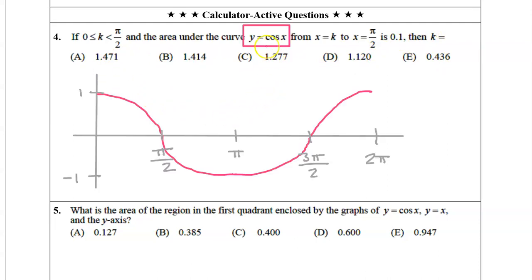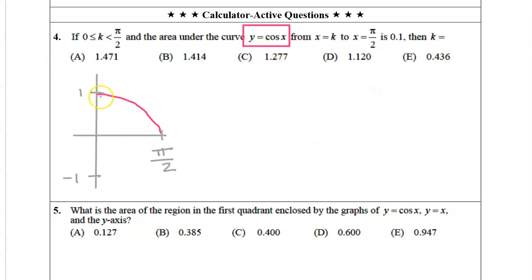First of all, remember that the graph of one period of cosine x looks like this. So here's the part of cosine x that falls on the interval between 0 and pi over 2. So they're saying there's a k value somewhere on this interval where the area under the curve between k and pi over 2 is equal to 0.1. So this yellow area for some value of k is going to equal 0.1.